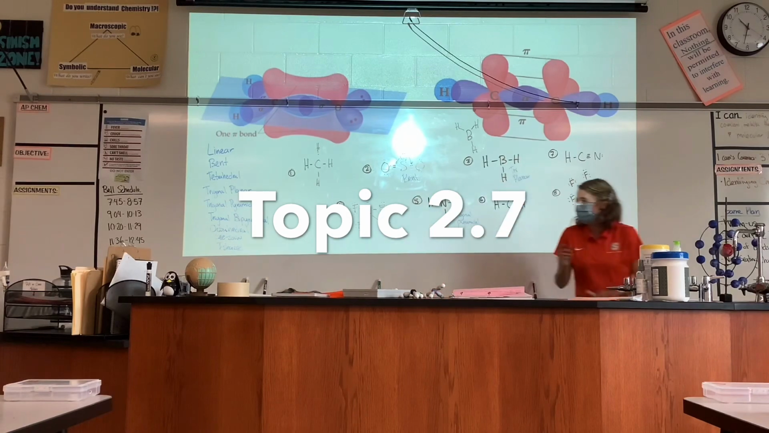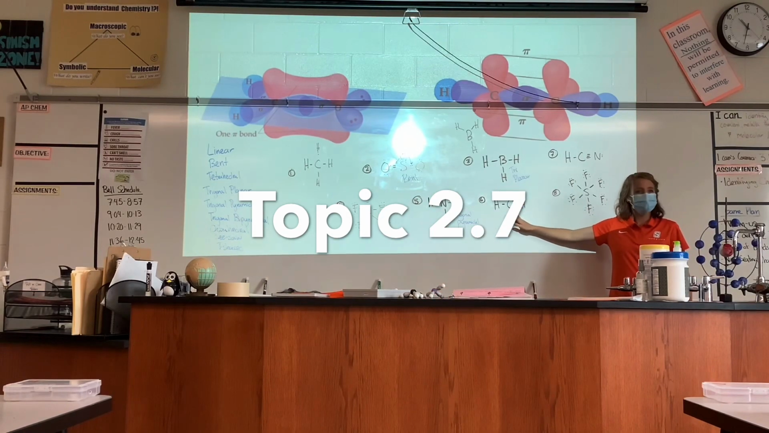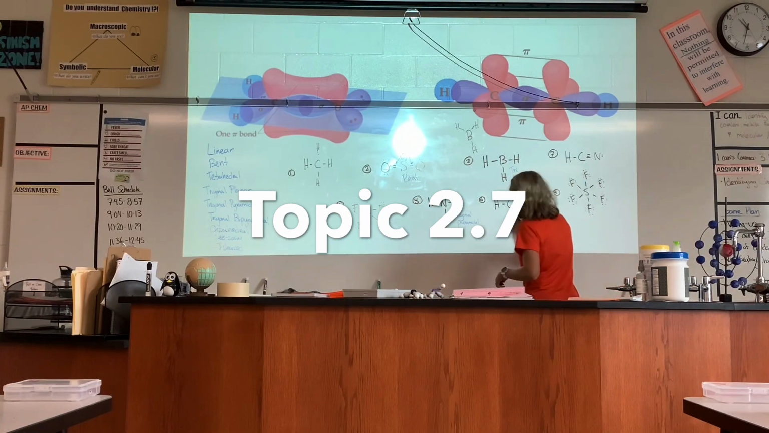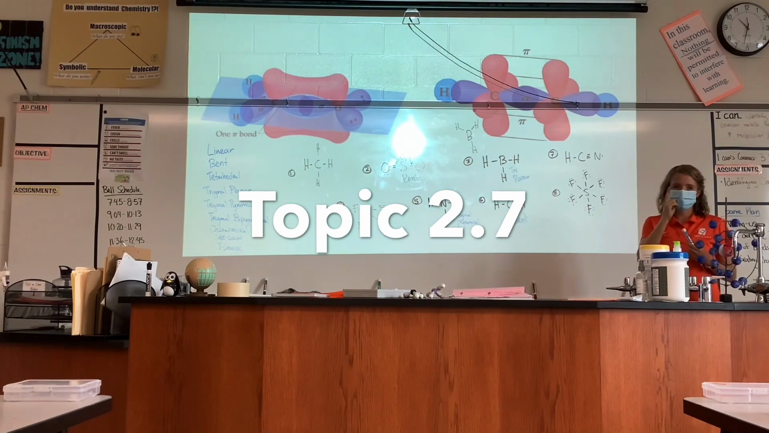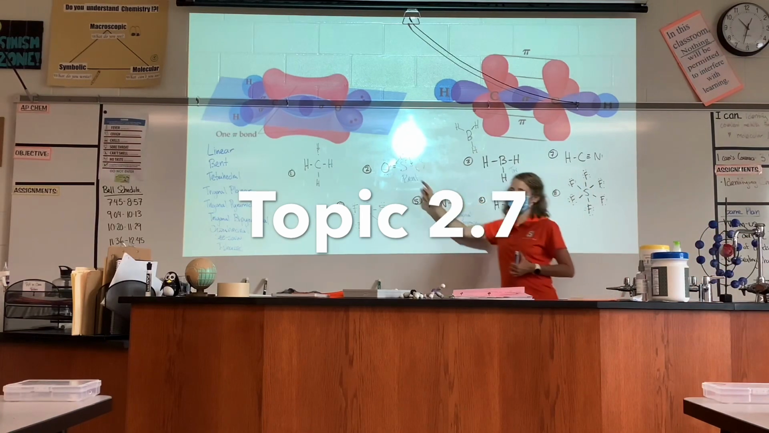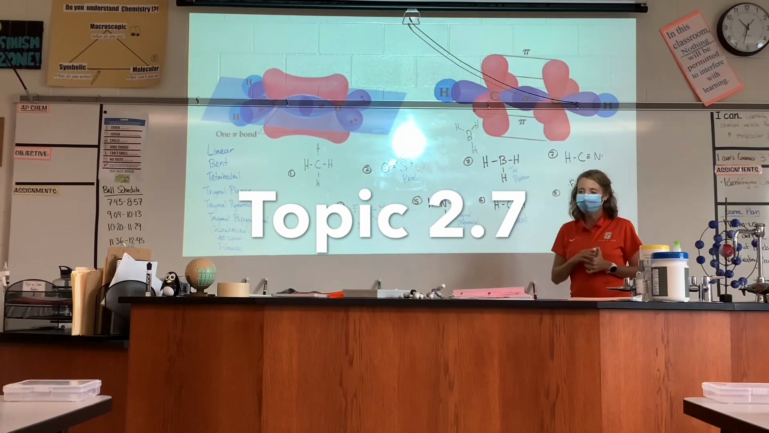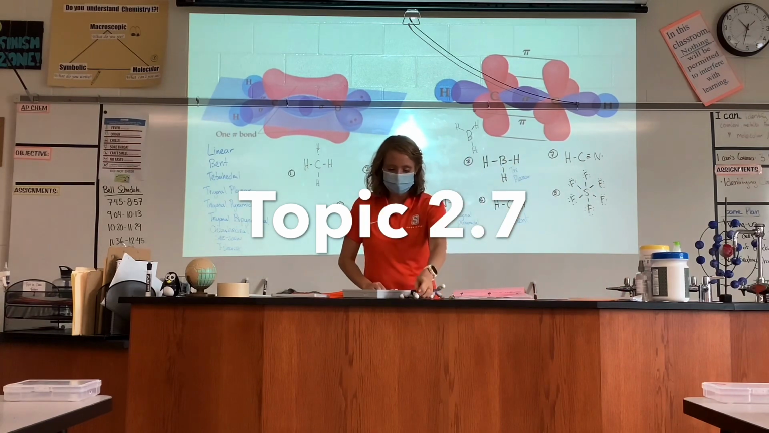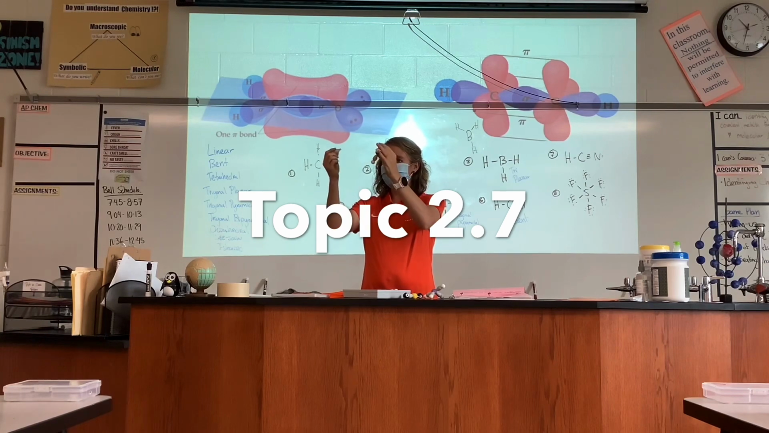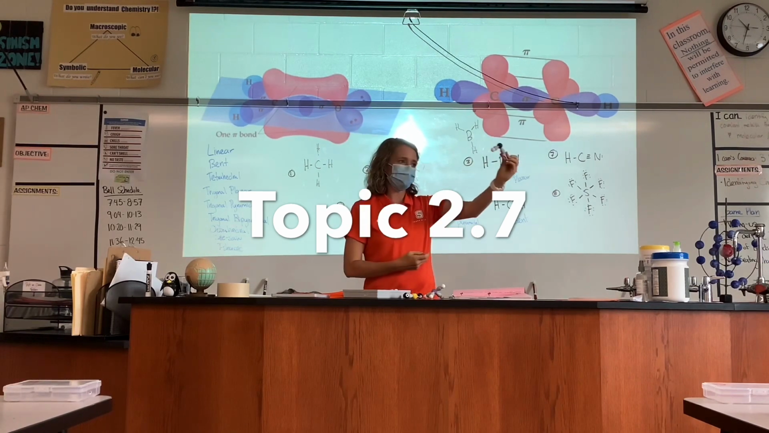Number 6 is 1, 2, 3. Vent, yes. So we have 2 types of vent. You have vent with 1 ghost, and now we have vent with 2 ghosts. Once again, you could think of it as technically tetrahedral, but then 2 of the sides become ghost. So there's your vent molecule.